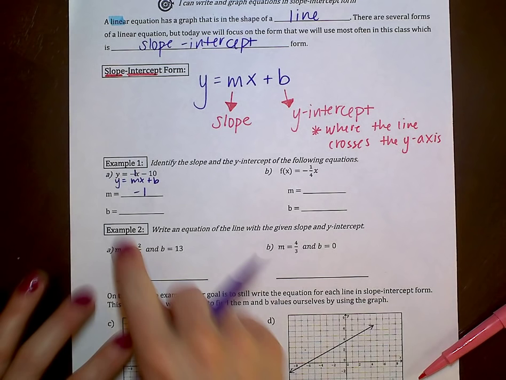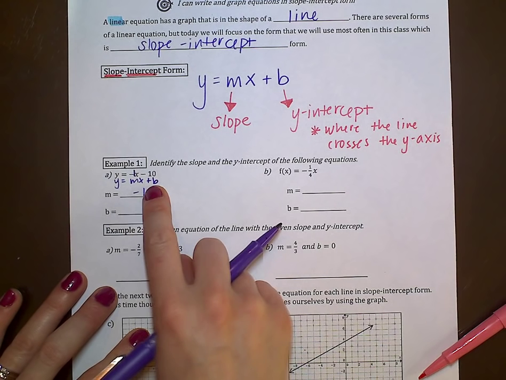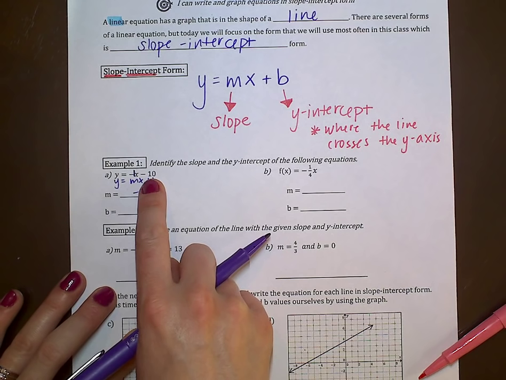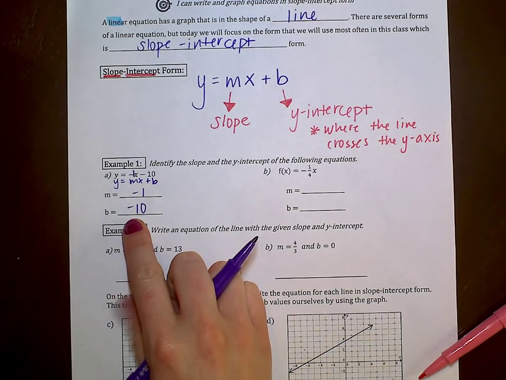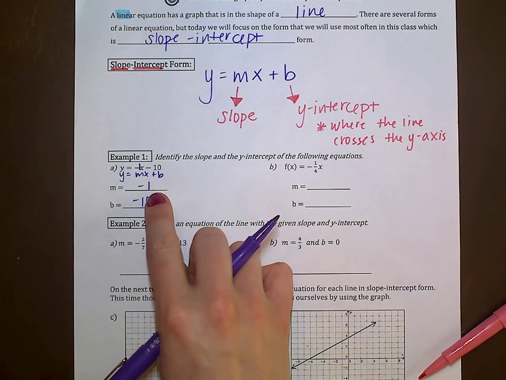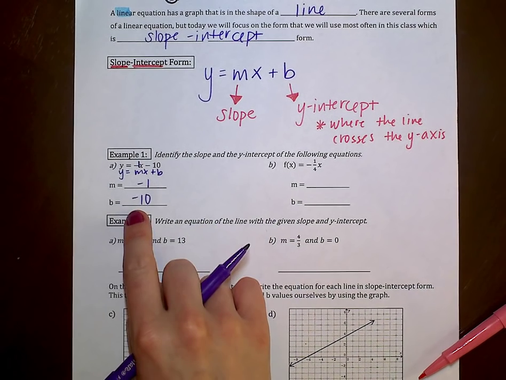The y-intercept is the b value at the end, and it's just whatever comes after your x. So in this case, it's negative 10. Keep the sign with it. Okay, so the slope of this line is negative 1, and the y-intercept is negative 10.